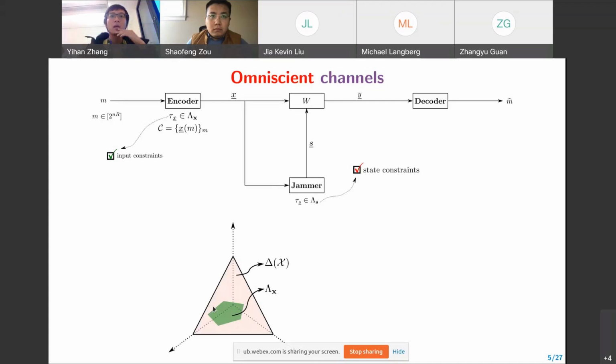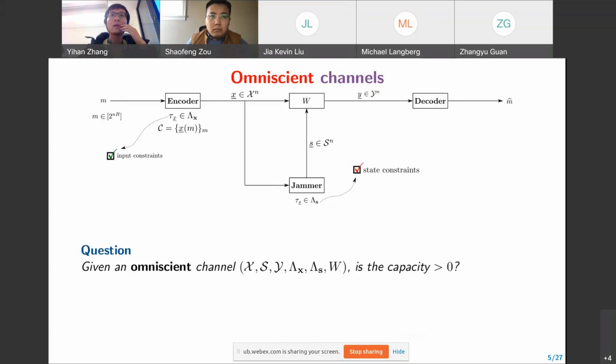That's my constraint. And similarly for S, I fix some arbitrary convex set Lambda S, and I want the type of S to lie within this set. Convexity is not super important, but it kind of avoids the wacky behavior of the channel. So let's stick with this assumption. So given such a general channel, probably the first question we want to ask is: when is the capacity positive?